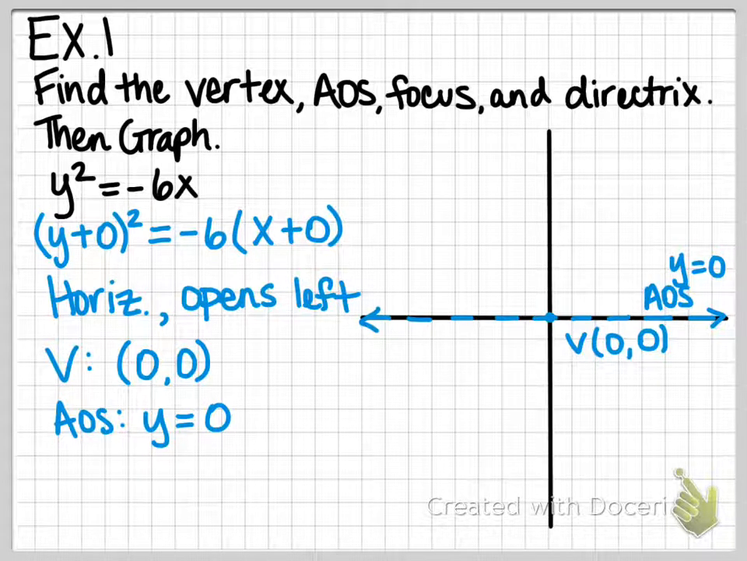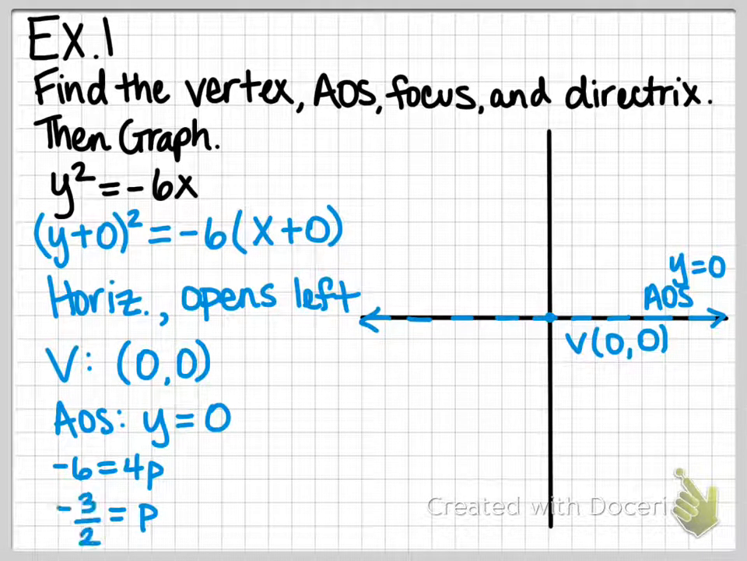To do that, you're going to take the number in front of the parenthesis on the right, the -6, and you always set it equal to 4p. So I divide by 4 to get p by itself, and p will equal -3/2. So what this tells me is that the focus is 3/2 spaces away in the negative direction of the vertex.